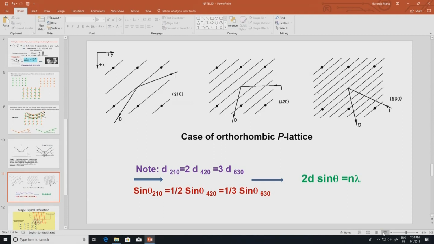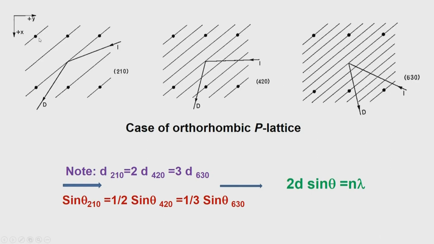So, let me expand this and show what was being said. 210, 420 and 630: I am showing the diagram again, because I was not showing it in slide mode. It confirms that d 210 is 2 times d 420, so sin theta is 1/2 and 1/3 of sin theta 210. So, the angles you see here become different from each other.